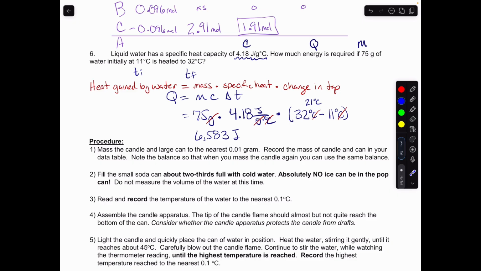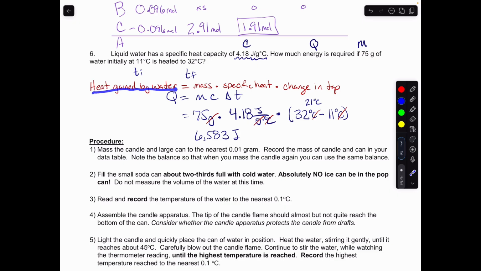So what's the question asking then? How much energy is required if 75 grams, that's the mass, of water initially at this temperature is heated to this temperature? So they're giving us a delta T. And how much energy? The symbol for energy is Q. We have to now look for a relationship that relates the specific heat of a substance with how much energy it produces, the mass of that substance, and the change in temperature of that substance. That relationship was given to us above.